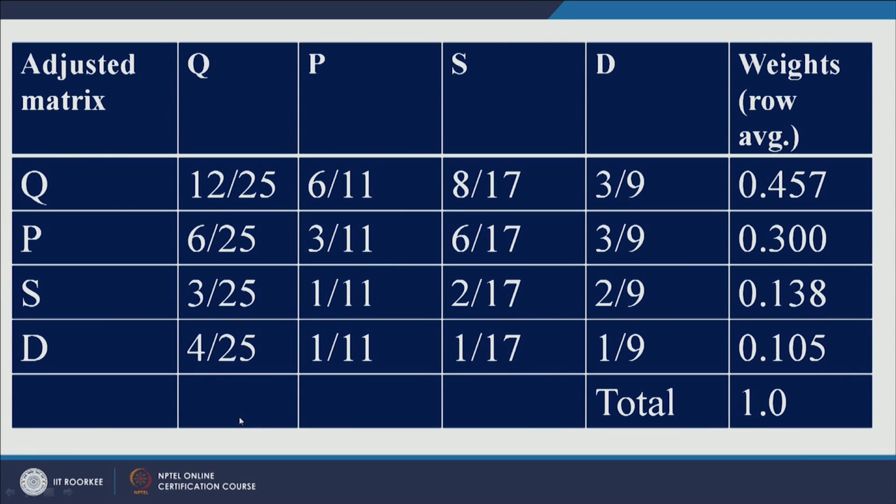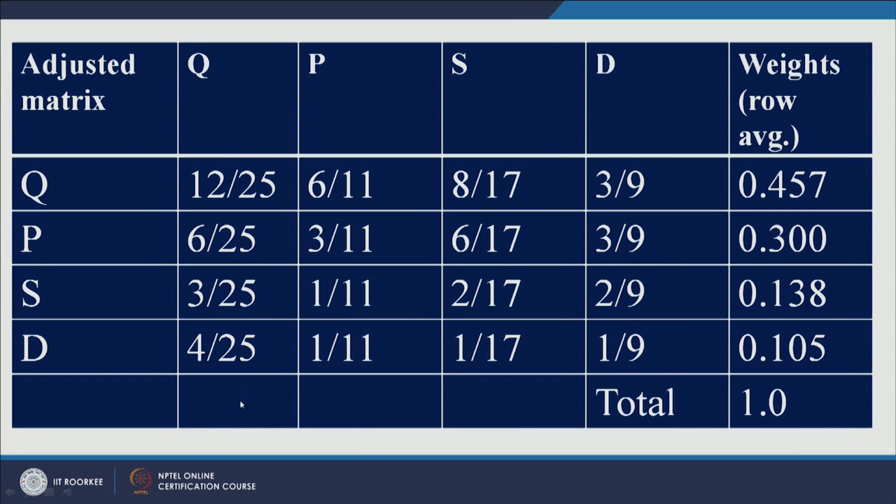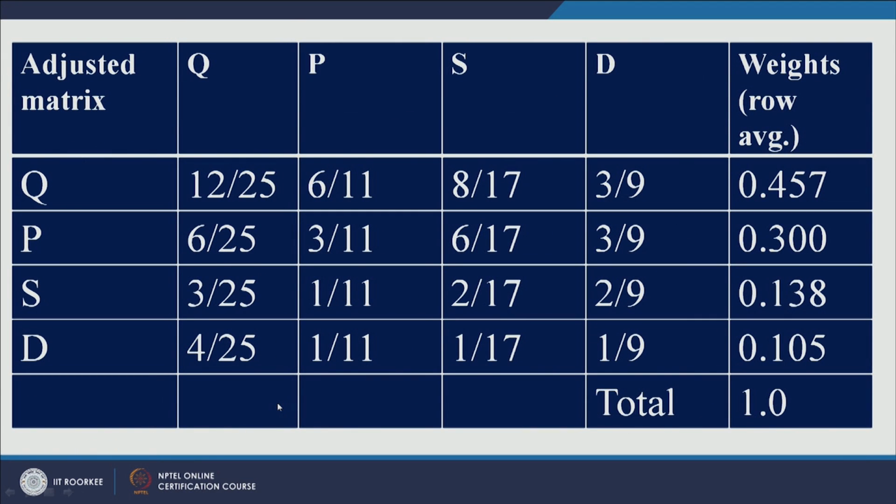The next step is to divide all those cells by their respective total values. For example, divide 1 by 25/12, so it would be 12/25. When you divide 1/2 by 25/12, it would be 6/25 and so on. Similarly, you can divide all other cell values by their respective column totals.